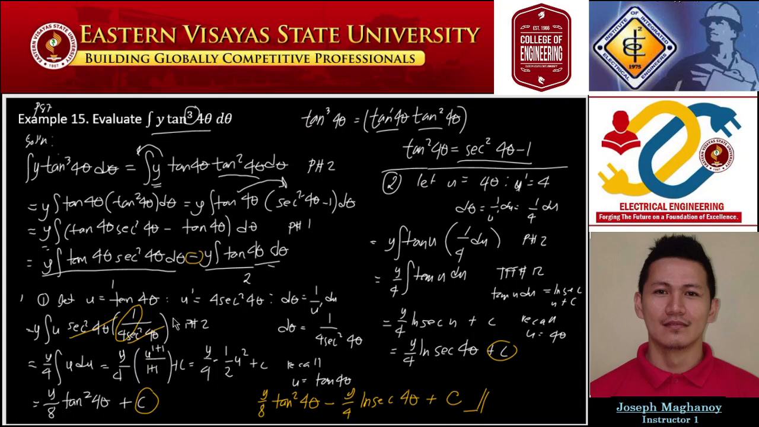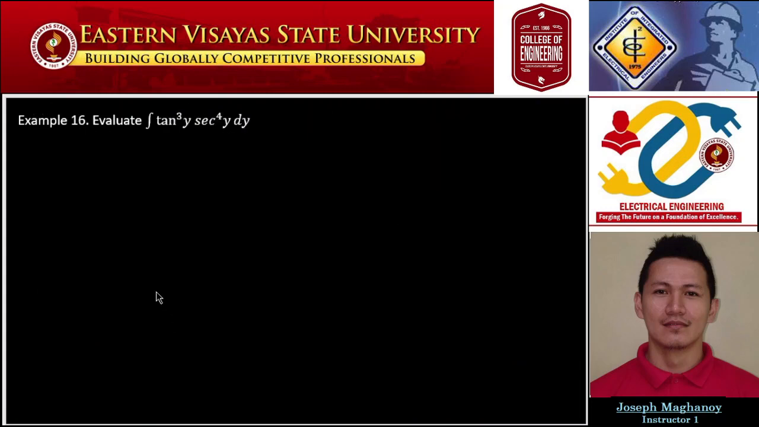So moving on to our next example. Our next example, example number 16, can be found in your workbook on page 88. Okay, so example number 16, we are asked to evaluate the integral of tangent cubed y secant 3 to the 4 y dy. Okay, so what is our first step again? Always, we examine our function, the exponent or the power of each of our trigonometric functions.